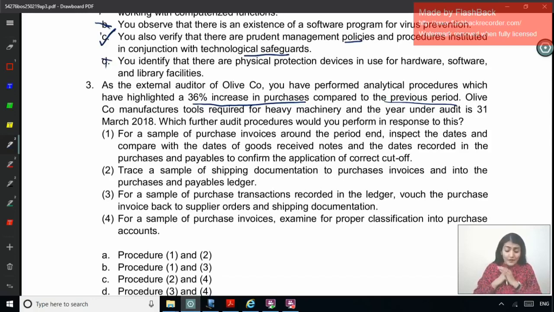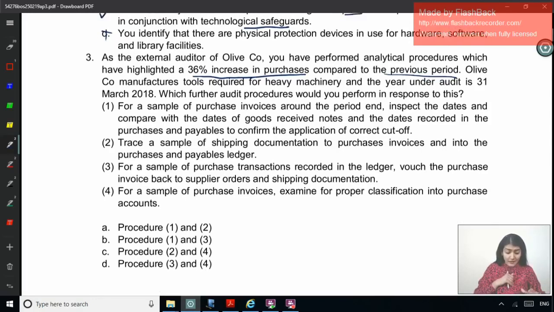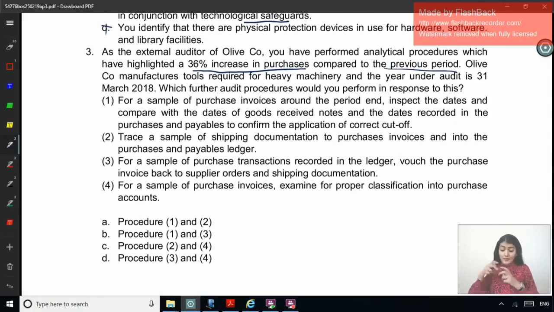All right, for a sample of purchase transactions recorded in the ledger, vouch the purchase invoice back to supplier order and the shipping documentation. So now you pick up the ledger, vouch the purchase invoices, you see some purchase invoice to supplier order and to the shipping documentation. And for a sample of purchase invoices, examine for proper classification into purchase account.